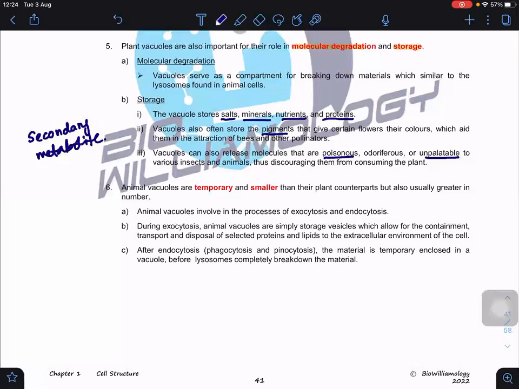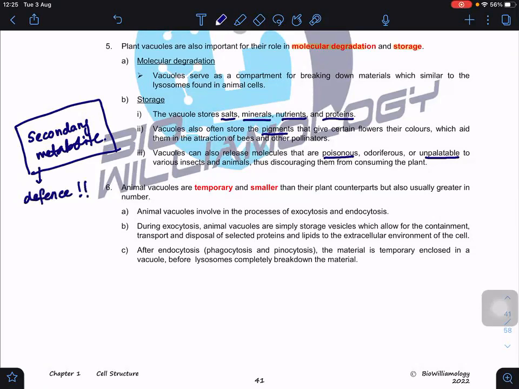Secondary metabolite is no longer in our syllabus, already removed. But this term comes out in our newest textbook, so it can be used in our exam, for example Paper 1. What is meant by secondary metabolite? We have primary metabolites and secondary metabolites. Primary metabolites are those involved in growth. Growth processes require primary metabolites, for example they synthesize glucose and proteins. Secondary metabolites are more for defense.